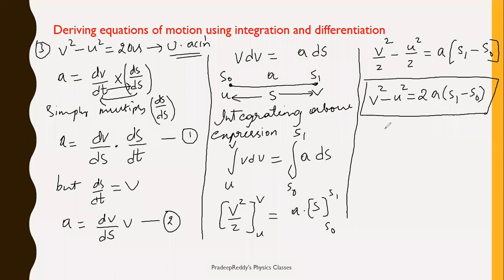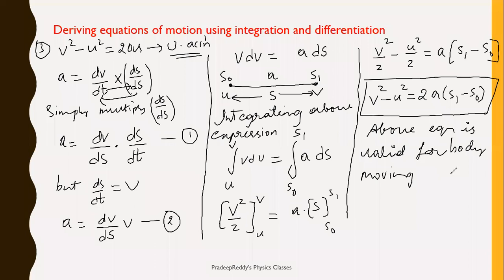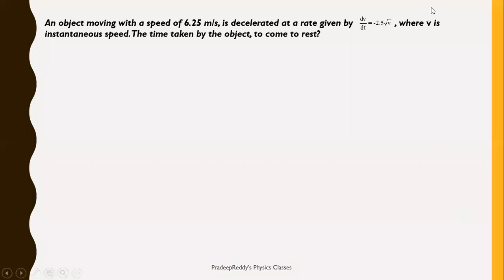So the above equation is valid for a body moving with variable acceleration also. So this is the final expression, the final equation of the equations of motion.